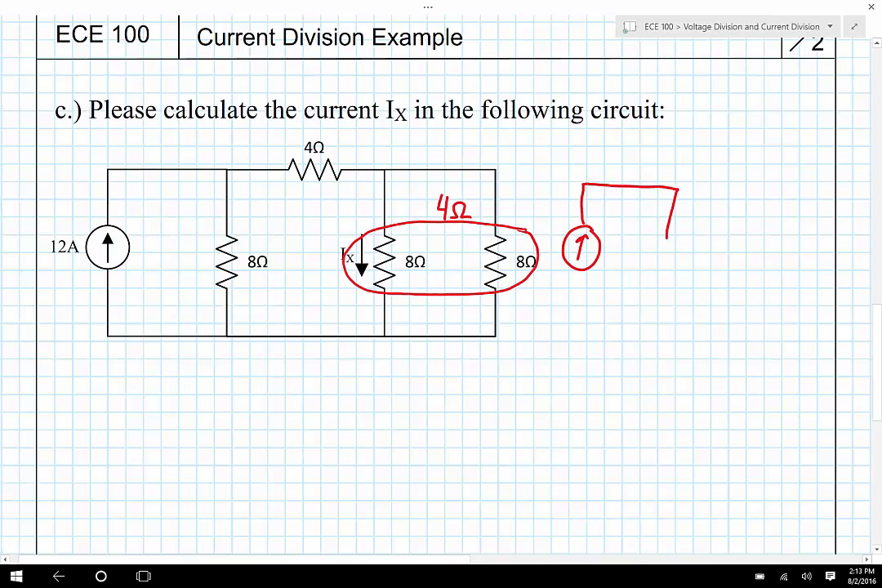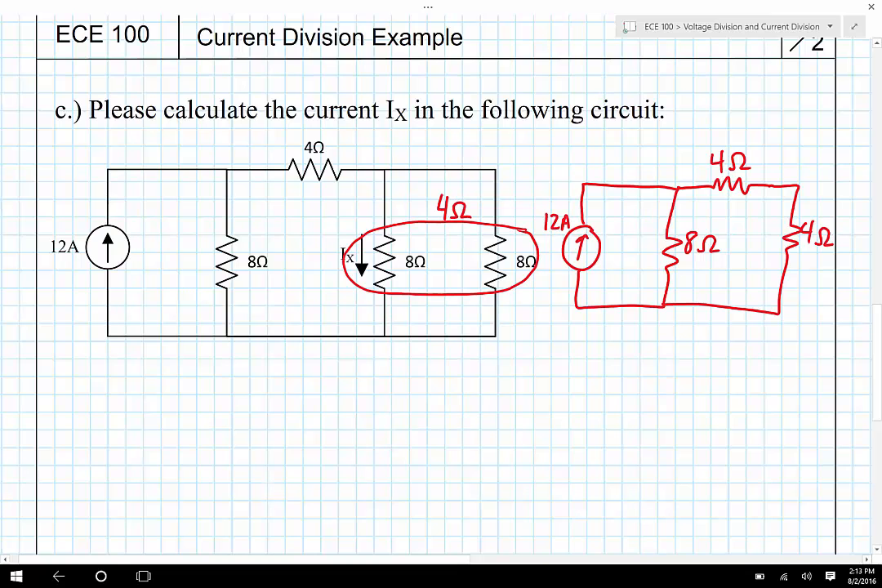So I have 8 ohms here. This will be 8 ohms. And this will be 4 ohms. And then this one will be 4 ohms. And this current is 12 amps.